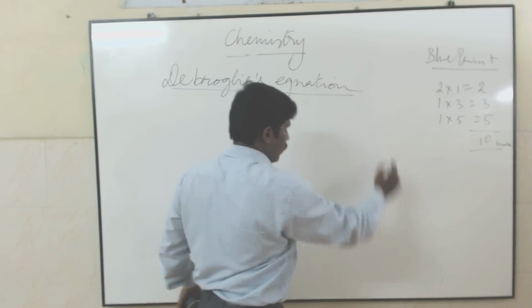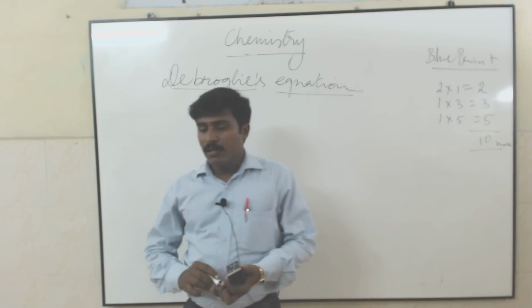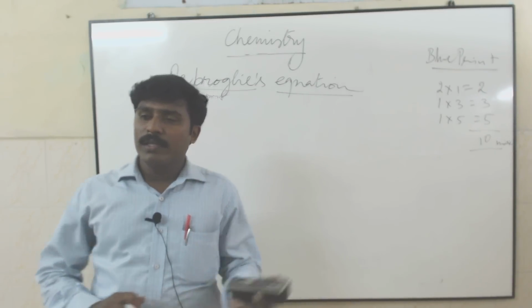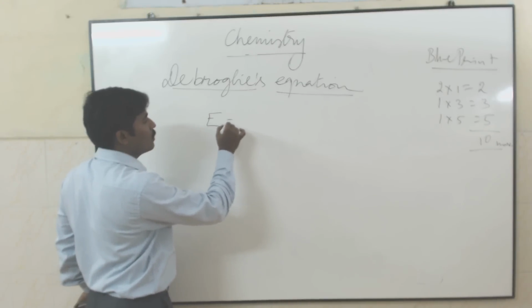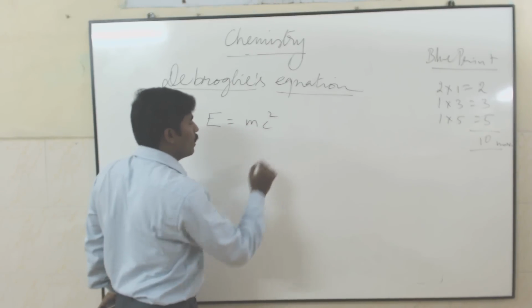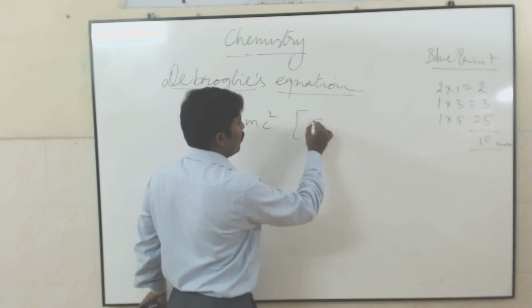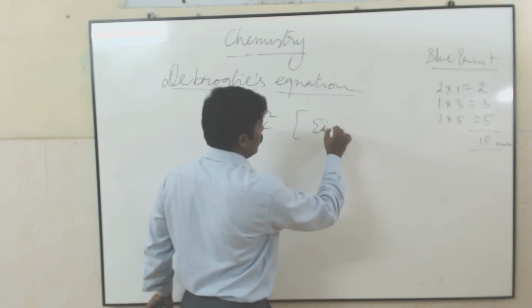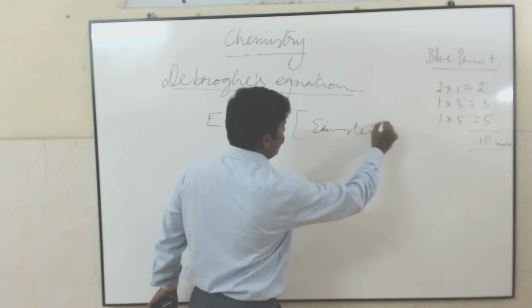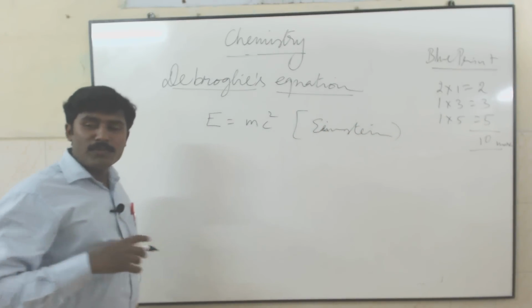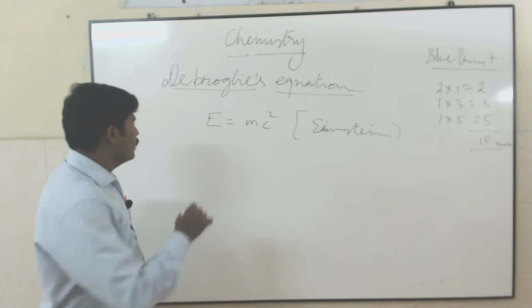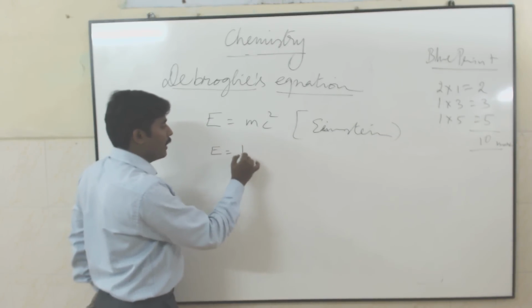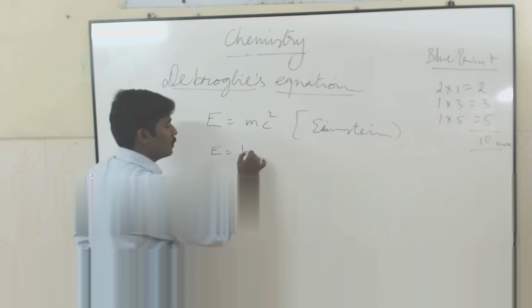Okay. Think about a photon. If a photon has particle nature, you can write the energy E is equal to mc square according to Einstein's mass energy relationship. If the photon has wave nature, the energy E is equal to h nu according to Planck's quantum theory.